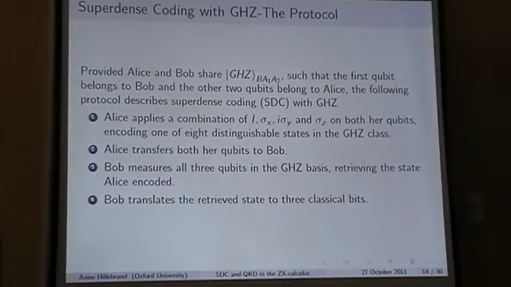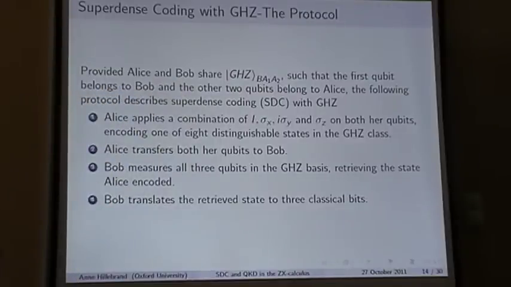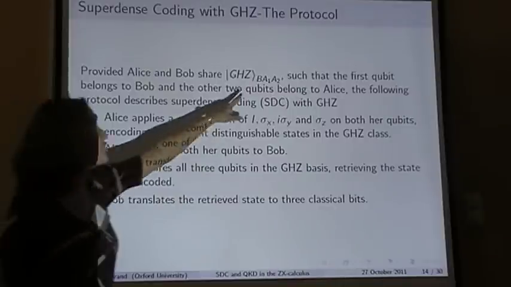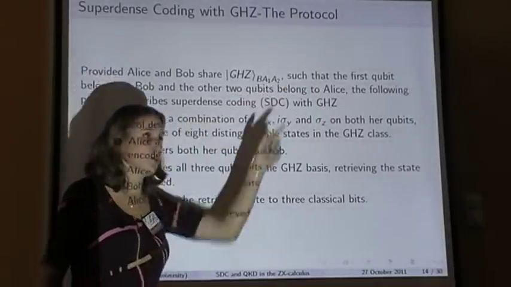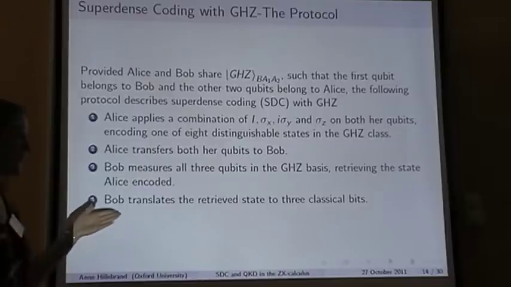We have two participants in this protocol, Alice and Bob. Alice and Bob start by sharing a GHZ state. Bob has the first qubit and Alice has the other two qubits. Then Alice can apply a combination of the Pauli matrices on both her qubits, and then she will transfer her qubits to Bob, so then he has all three of them. Bob will measure all three of his qubits, and then he will retrieve 1 out of 8 states in a GHZ state. And with that, he has 3 classical bits.